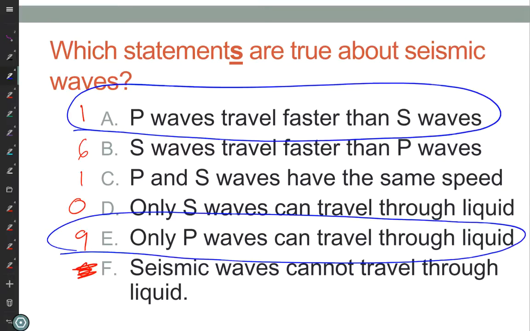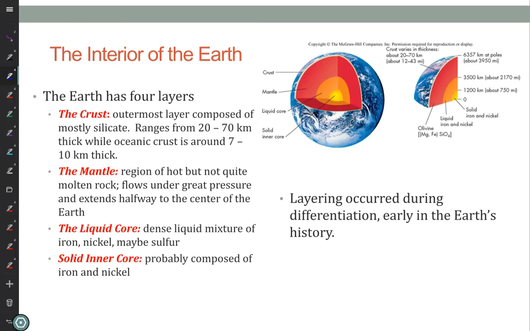Only P waves can travel through a liquid. S waves can't. Liquids can't support a shear, and so they can't have a shear wave go through. Okay, so that was key information for us understanding what's going on inside the Earth, what it's like. So here's what the interior of the Earth looks like as far as we can tell.